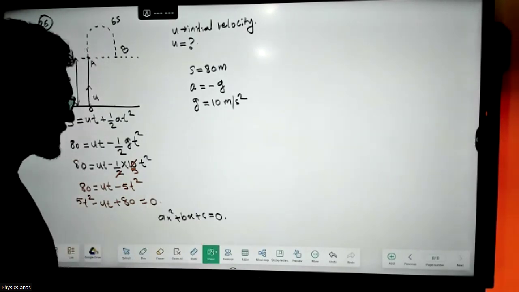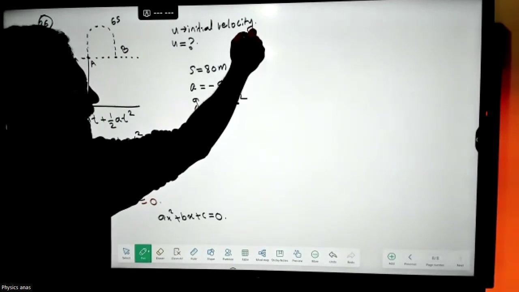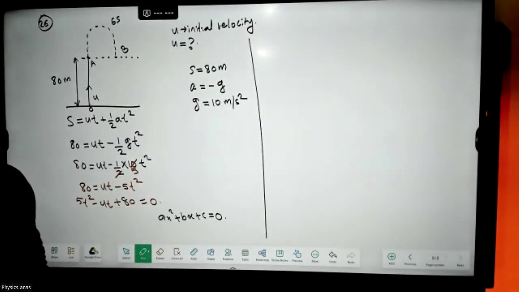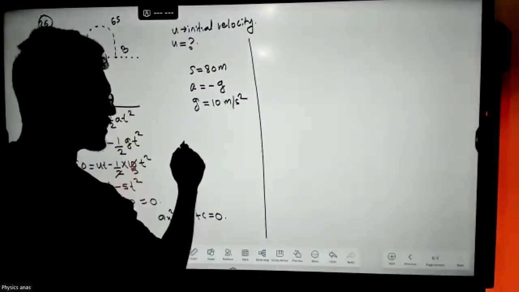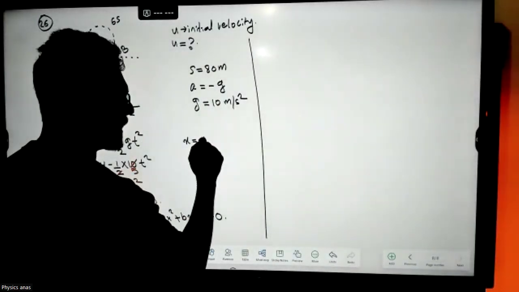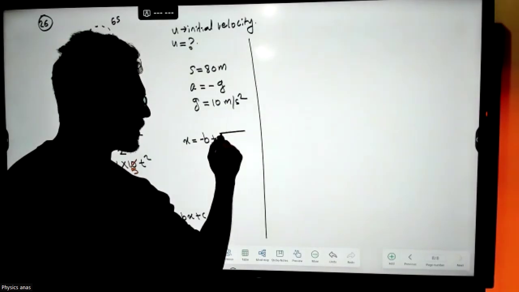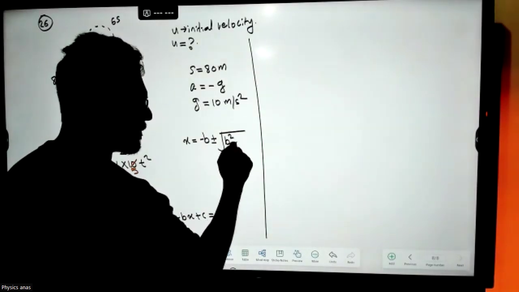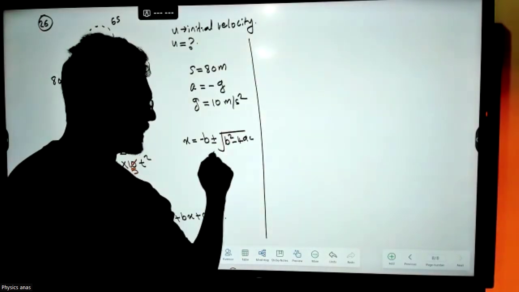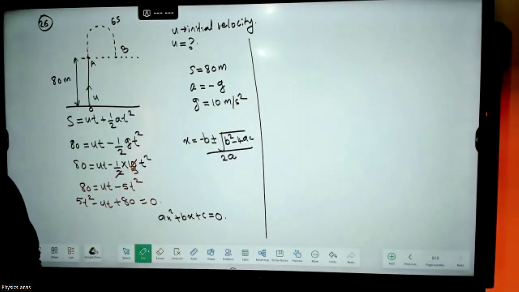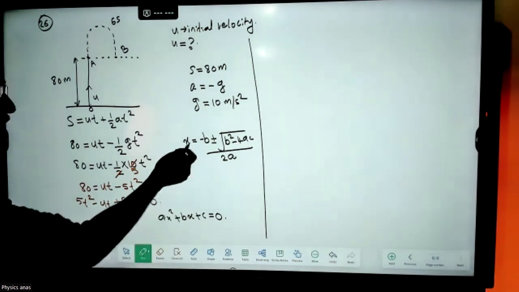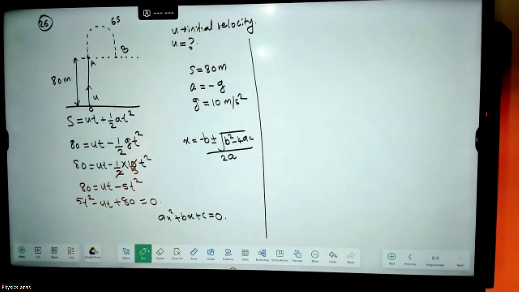How can we solve this equation? We have the equation for x. What is the equation for x? x is equal to minus b plus or minus root of b square minus 4ac divided by 2a. Do you remember this one? This is our equation to find x. Like that, we can find the value of t from here.